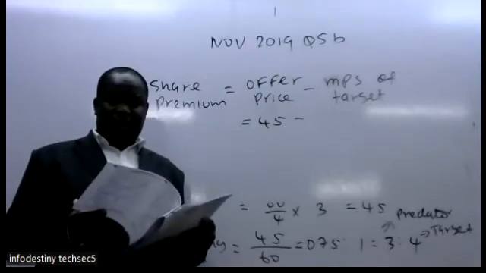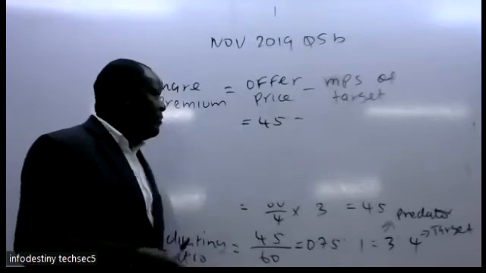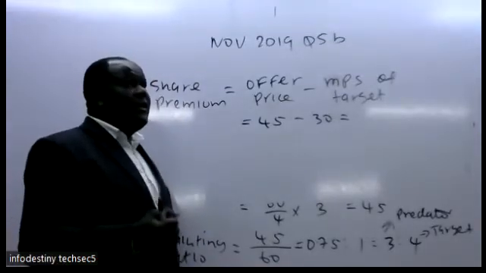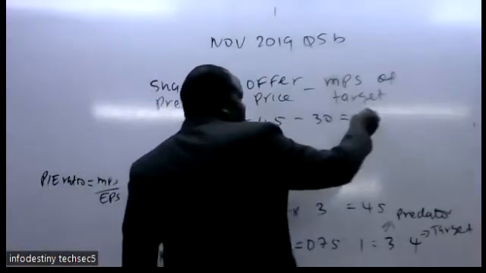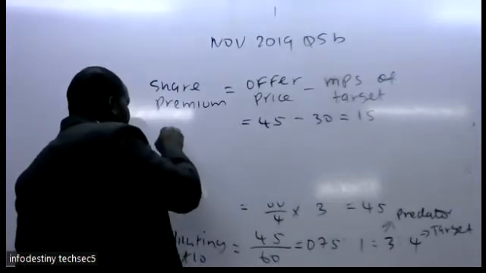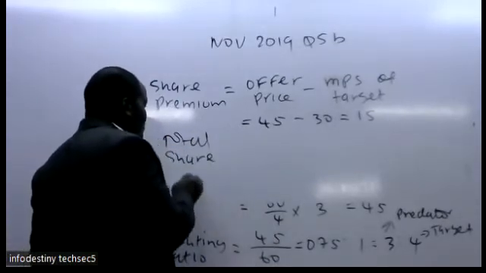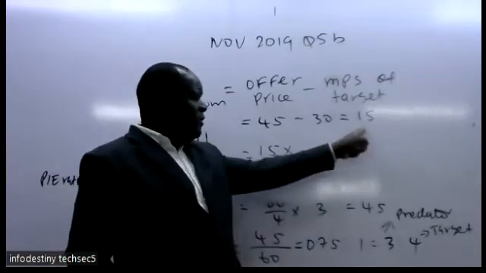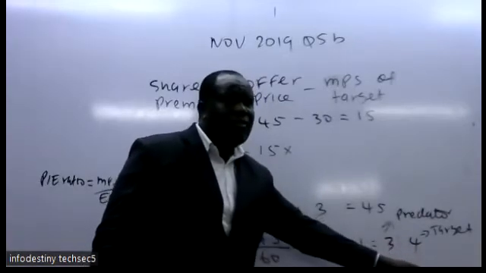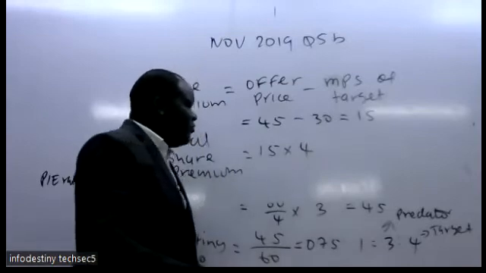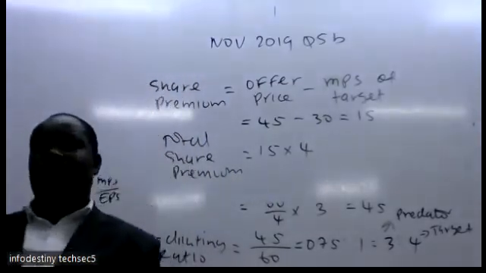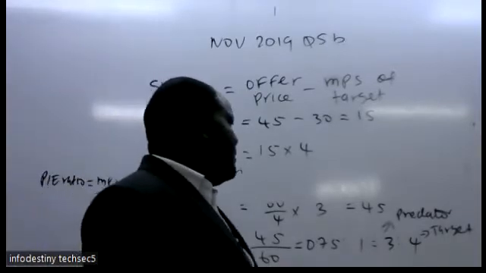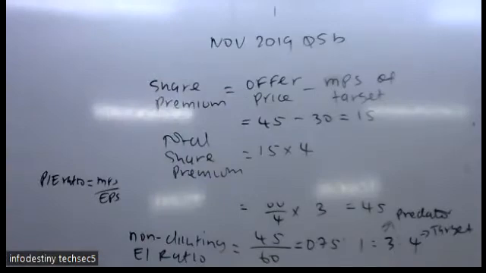So what are we given as the market price per share for B Limited? They were able to give us 30. So when we subtract, we shall come up with the share premium, which is going to be 15. But we want the total premium, the total share premium at the exchange ratio. We now take the 15, which we have calculated. The shares of the target at the exchange ratio are 4. So we multiply by those 4 shares to get the total share premium at the exchange ratio: 15 multiplied by 4.